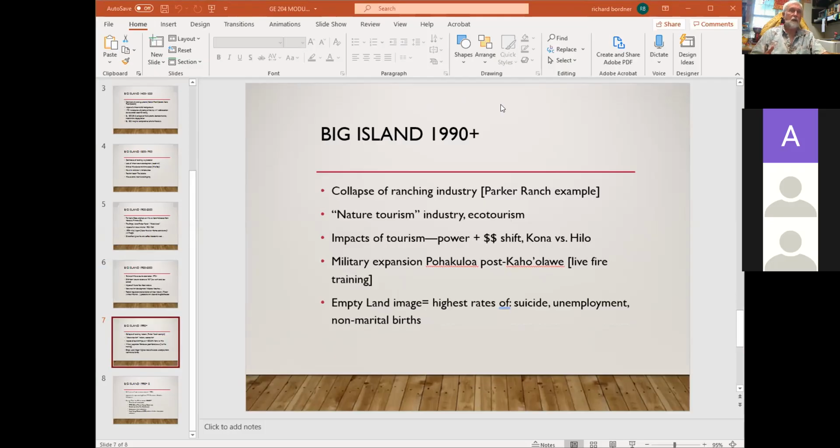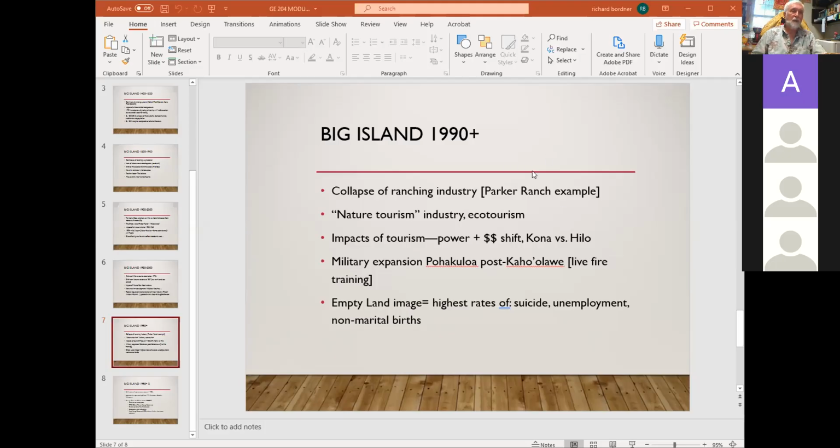In the case of Parker Ranch, the Smart family owned it, but Parker Ranch in one form or another had been around since like 1836. Ulupalakua Ranch was around from 1842. So by the 1980s, you have what, 140 years of experience doing something, and all of a sudden, for some reason, 7,000, 8,000 miles away, they just decide, and it just stops.